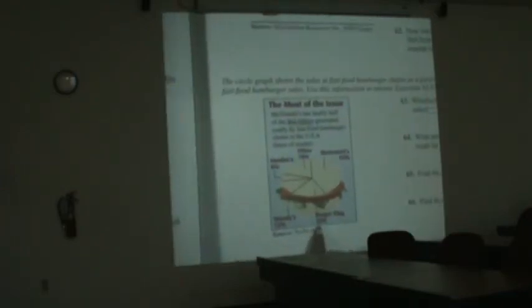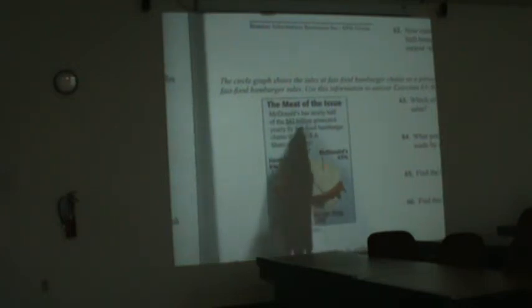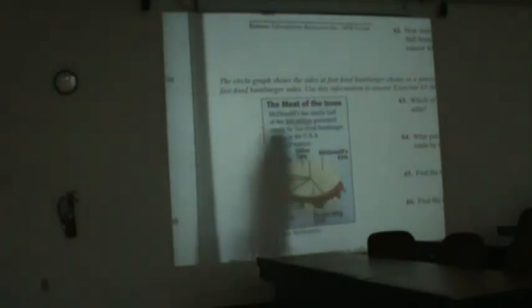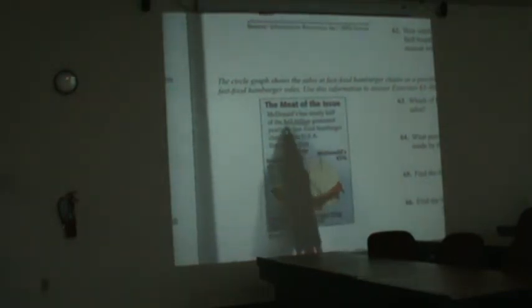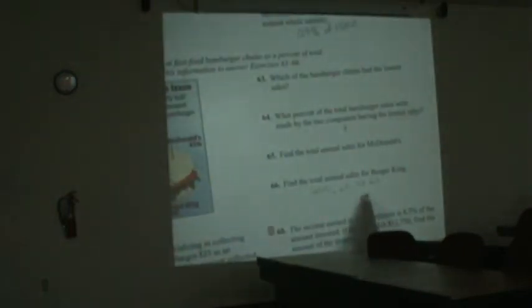Okay. Find the total annual sales for Burger King. Burger King's 20%. 20% of what? 42 billion. Yeah, McDonald's has nearly half of the $42 billion generated yearly. So 20% of the total sales, 42 billion. So you do 20% of 42 billion, that is the Burger King sales.